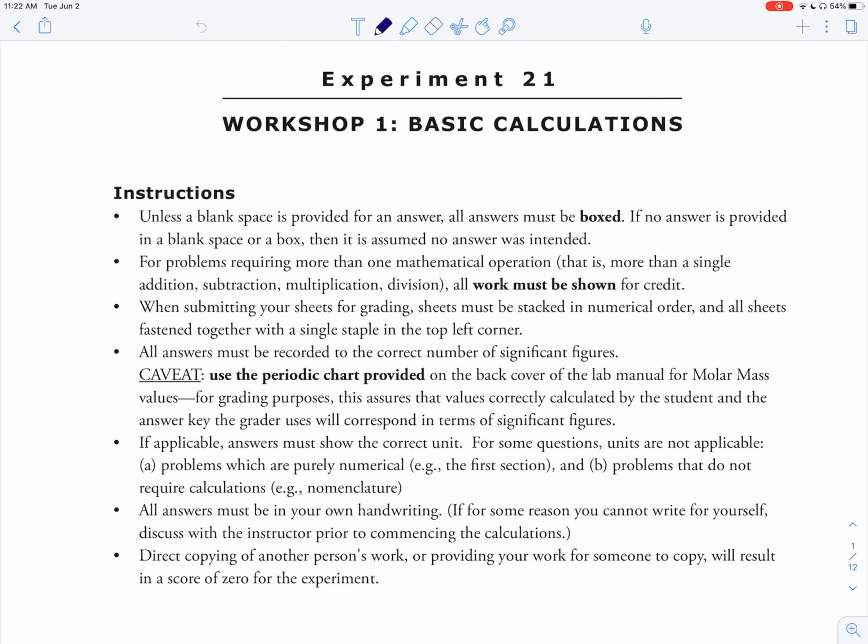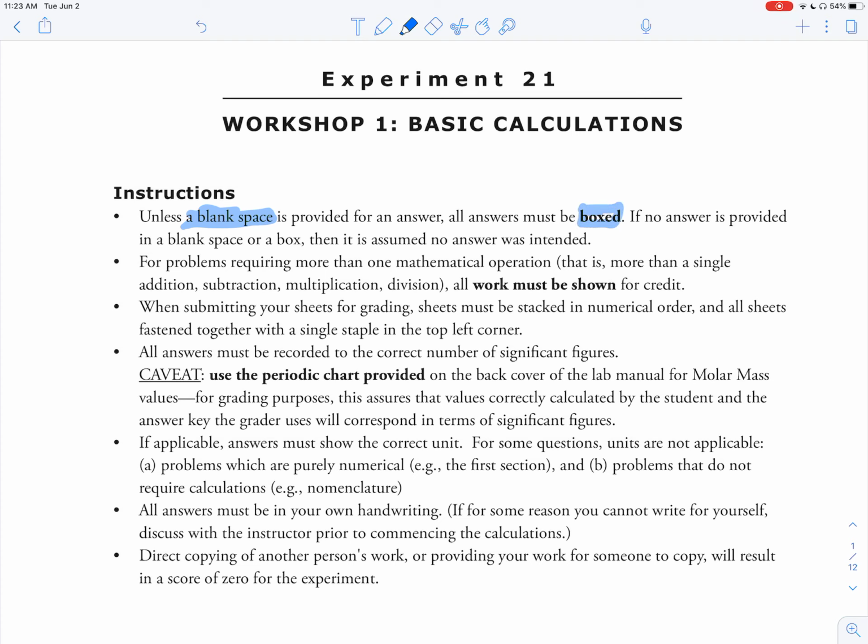Okay, so let's take a look at the basic calculations workshop that you're going to do for this particular experiment. And let's just take a look at some of the instructions to make sure that you're all on the same page. Make sure that you're writing all of your answers in the blank spaces that are provided so that I can easily follow where your calculations and answers are whenever grading this assignment.